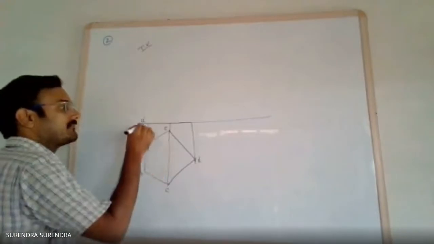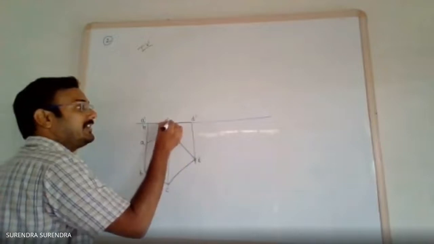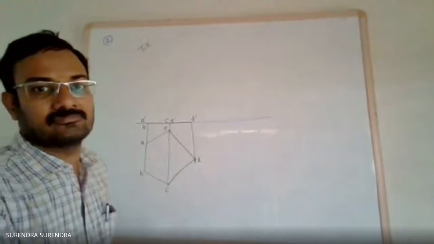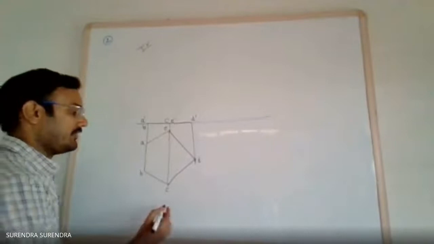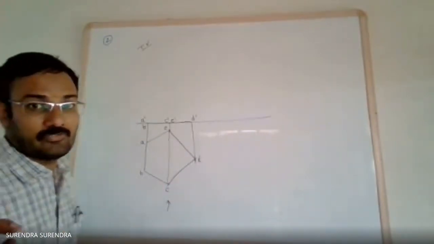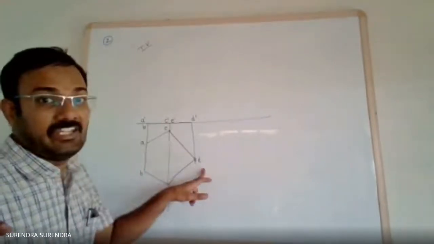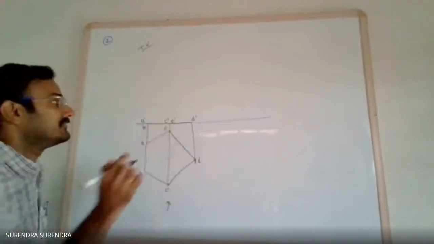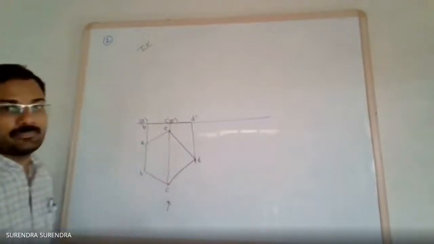A dash, B dash, C dash, D dash, and E dash. A, B, C, D, and E. So when you're seeing in this direction, towards the XY line, always remember the viewing direction must be towards the XY line. Points B, C, D are visible. A and E are hiding. So represent A and E within the brackets.